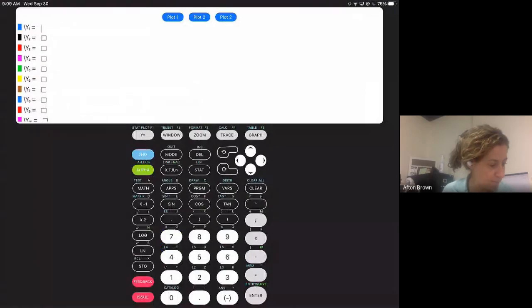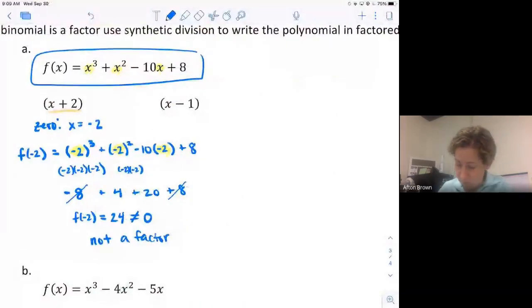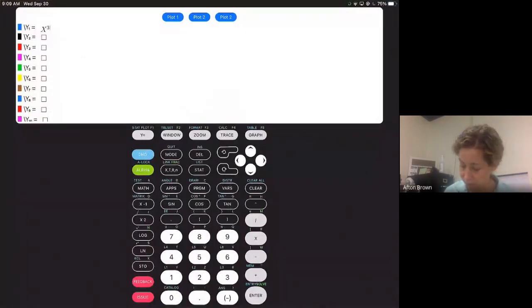Sorry, I can't keep both screens up, but the function was x cubed. And if you're like me, I already forgot, so let me write it down really quick. It's x cubed plus x squared minus 10x plus 8. So that function I have in y1: x cubed, arrow down out of the exponent, and then plus x squared minus 10x, and then plus 8.